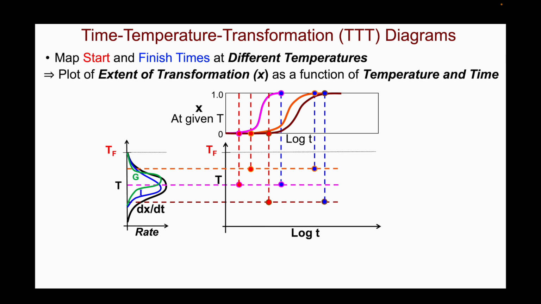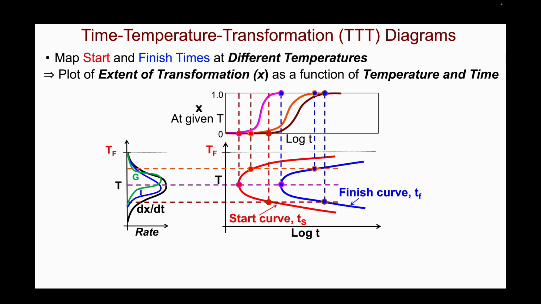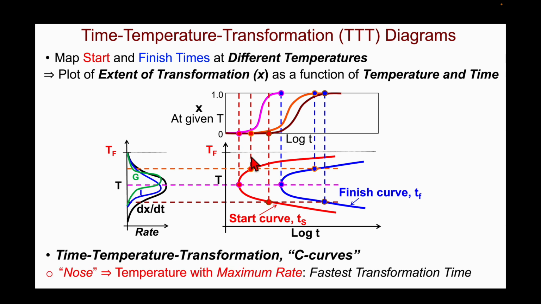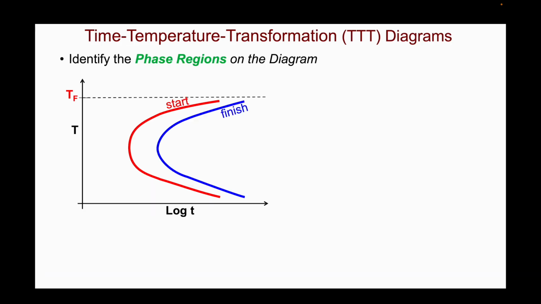By doing this at several different temperatures, we can map out a start curve and a finish curve for the transformation at all possible undercoolings. These so-called C-curves provide a map of the time-temperature transformation, TTT, diagram. The nose of the curve, right here, corresponds to the temperature with the maximum rate, i.e. the fastest transformation time.